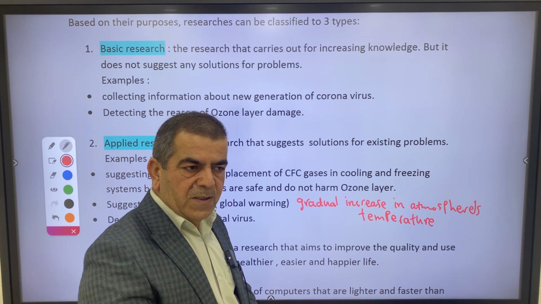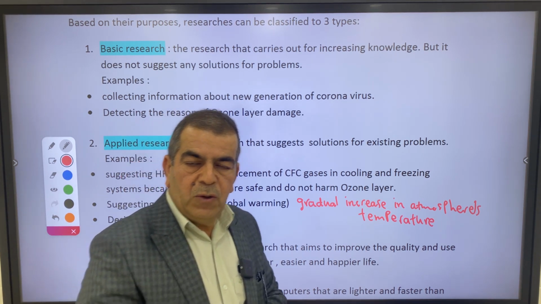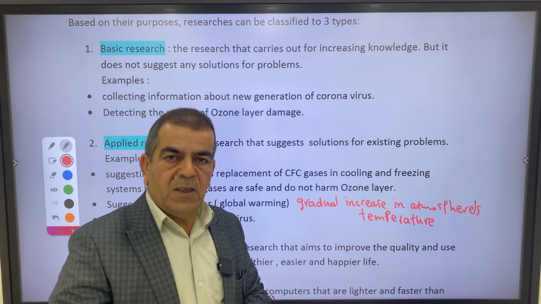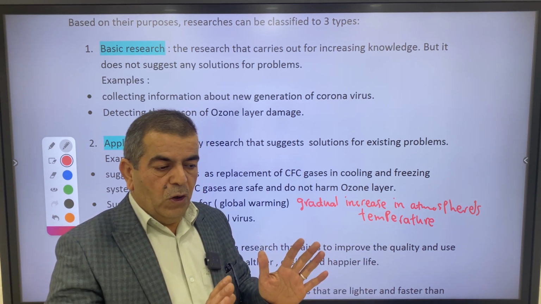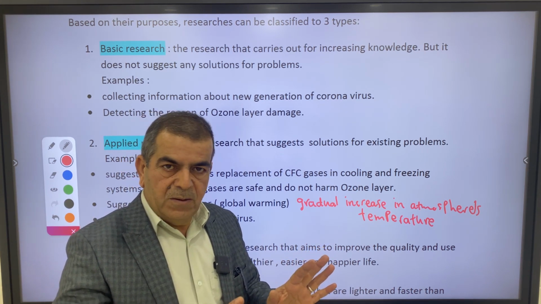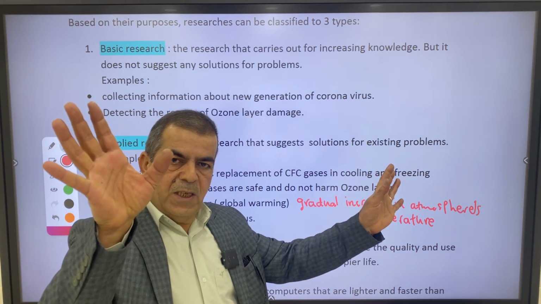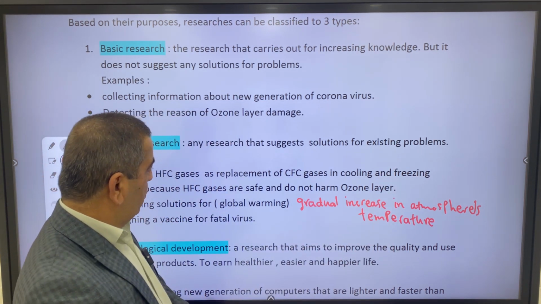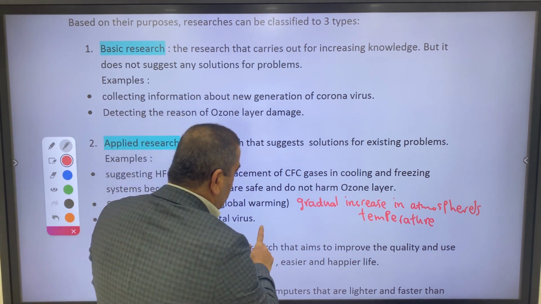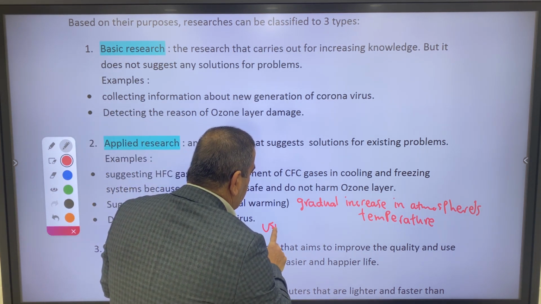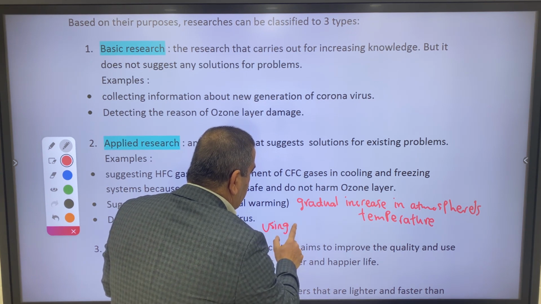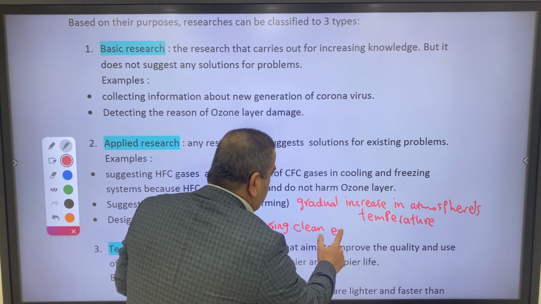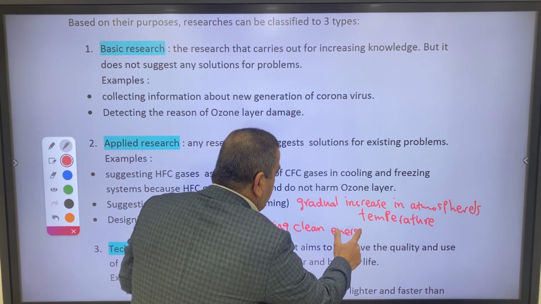environment, because this reduces the amount of carbon dioxide released to the atmosphere, and carbon dioxide released to the atmosphere causes a block of heat from escaping outside the atmosphere. So here the solution is suggested to use clean. The solution is using what? Using clean energy. This is the solution.